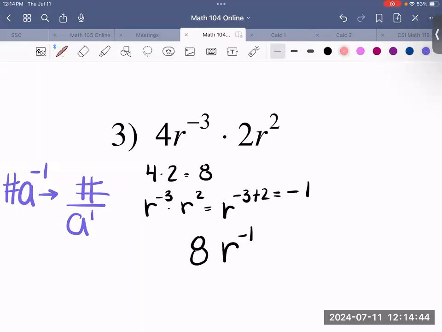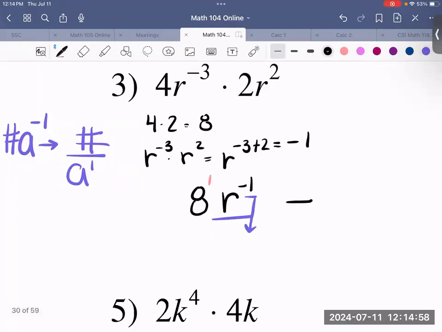So in our case, 8 has an exponent of 1, this one being positive. So it gets to stay in the numerator, whereas this r has a negative exponent, so it drops below the division sign. So if we were to rewrite it, we have 8 over r to the 1st power.